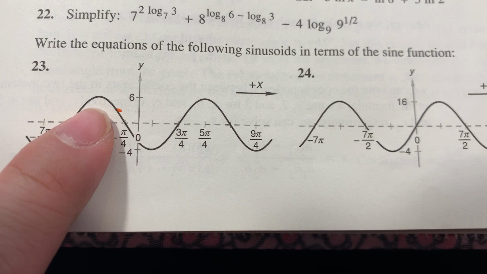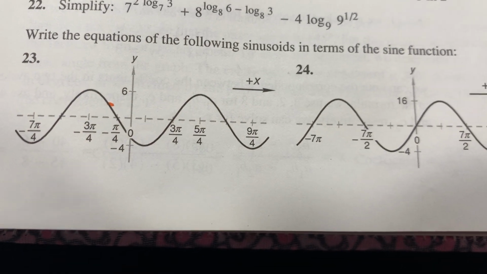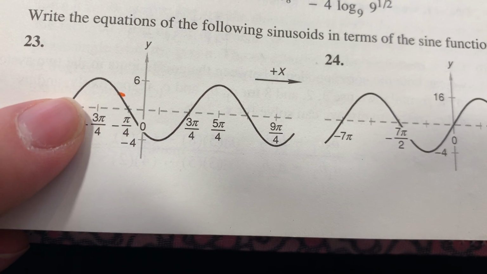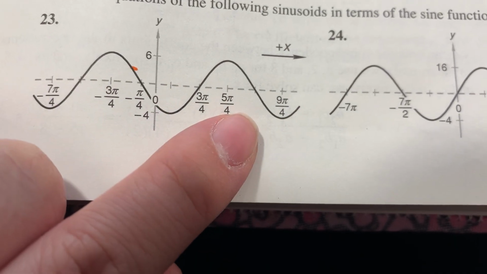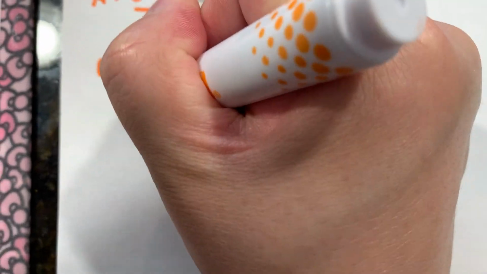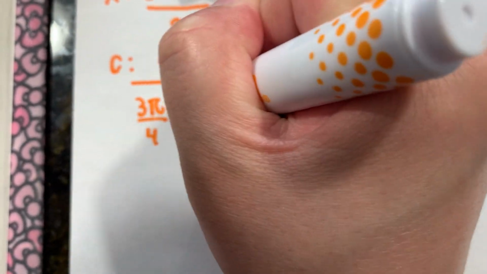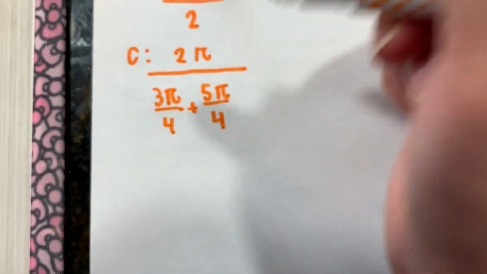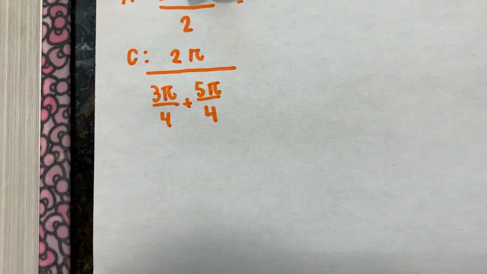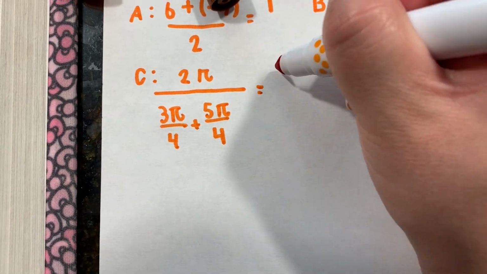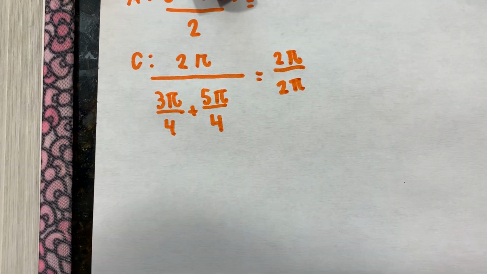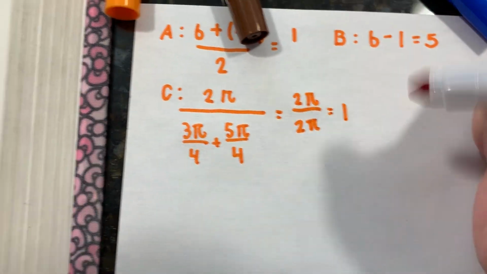So notice how it's peaking here, peaks again at 5 pi over 4. You take the absolute value of this radian measure and add it to this radian measure. So I'll show you how that works. That was 3 pi over 4 plus 5 pi over 4. Now 3 pi plus 5 pi would be 8 pi, and then 8 pi divided by 4 would be 2 pi. So 2 pi divided by 2 pi would just be 1.